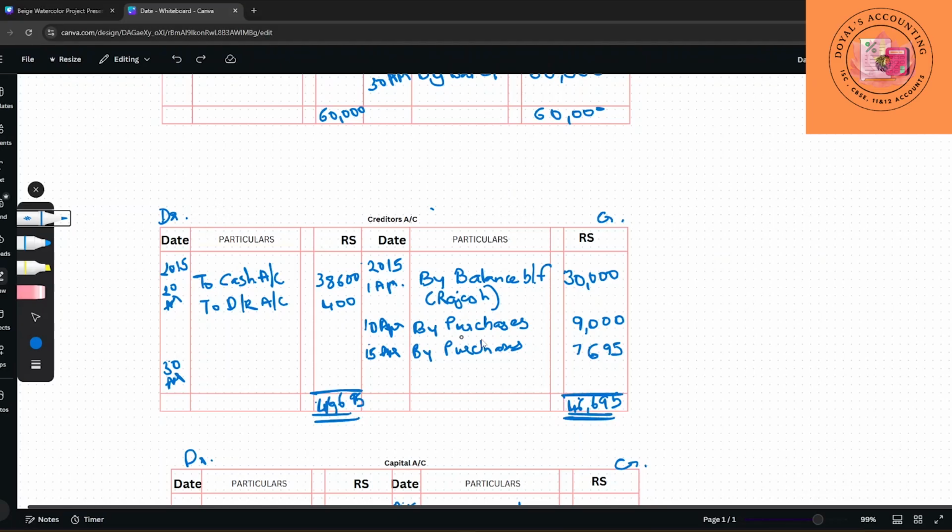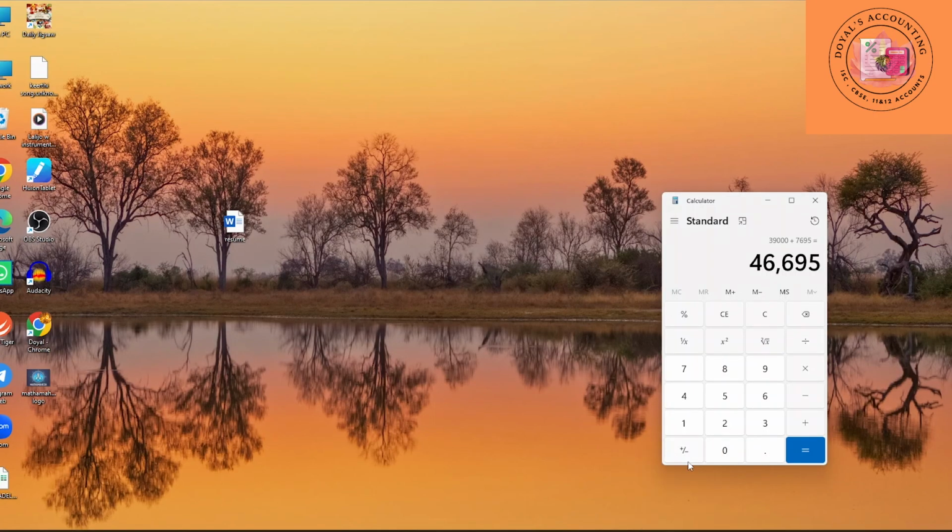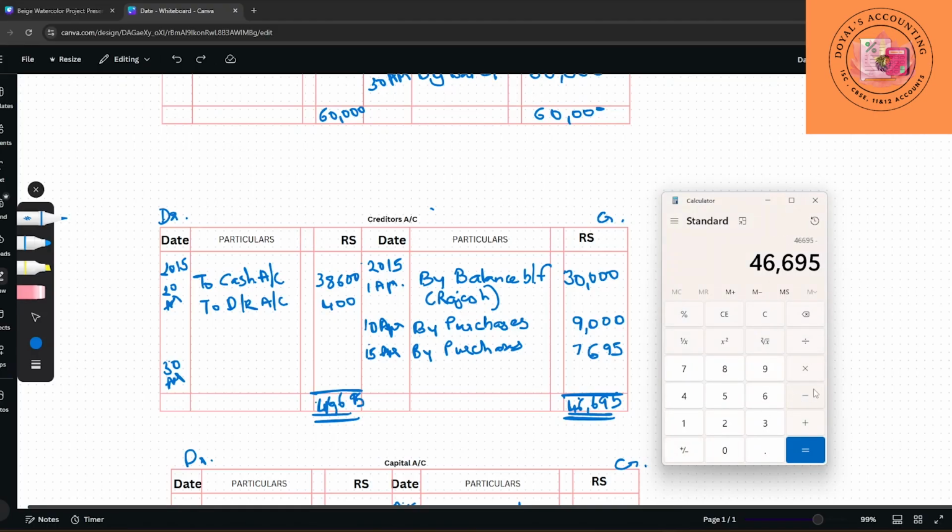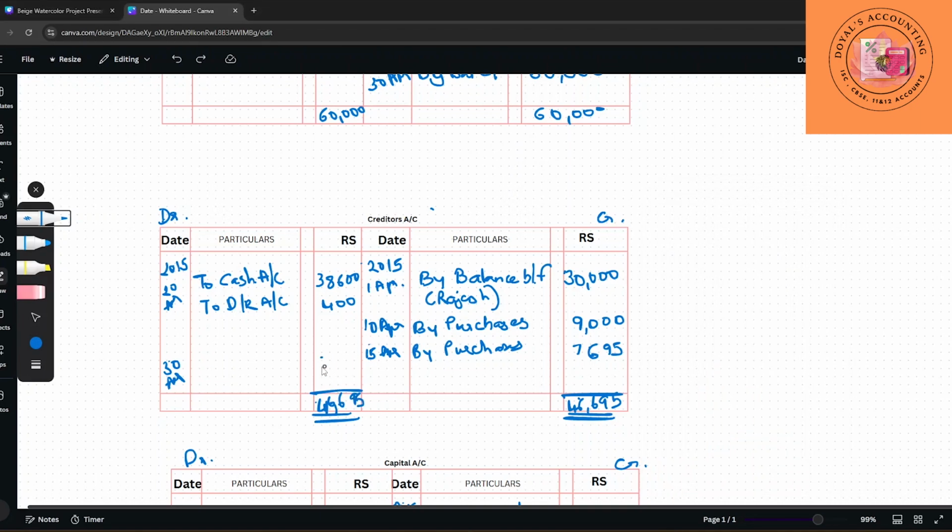And you should always draw a double line below the total columns. 46,695 minus 40,000 minus 38,600 minus 400, which will be 7695. Okay. 7695 to balance carried forward. You will be given marks if your closing balances and opening balances are right.